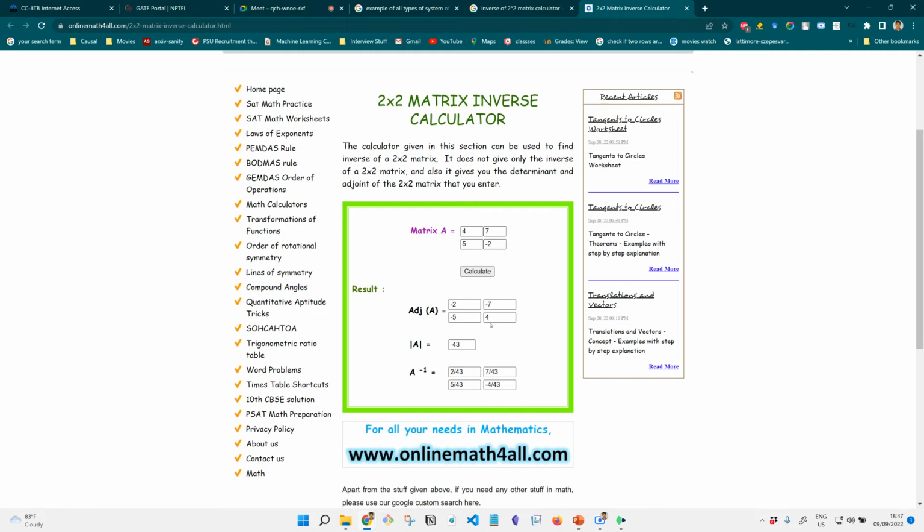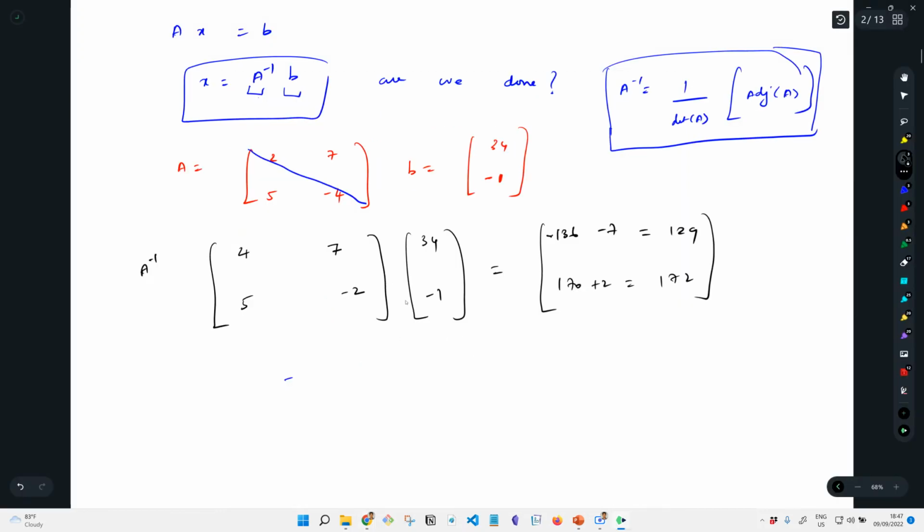But there is a nice way to get the determinant of a 2 cross 2 matrix. Somebody was saying, I think you are right. We should divide by the determinant of A. Yeah, that is something I missed. Okay. Let me tell you the formula once again. I'll write the formula once again.